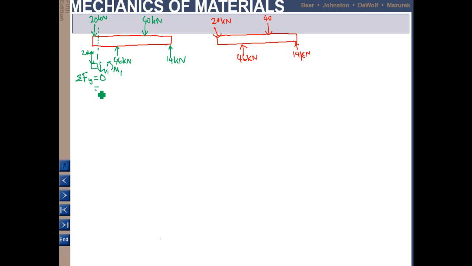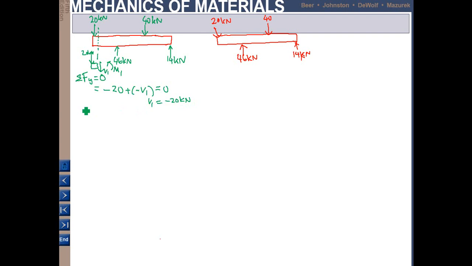So this is minus 20 because it is going downward, minus 20, and then plus minus V1 because this is also going downward because we section here, and then this should equal 0. So V1 we get is equal to minus 20 kilonewton.